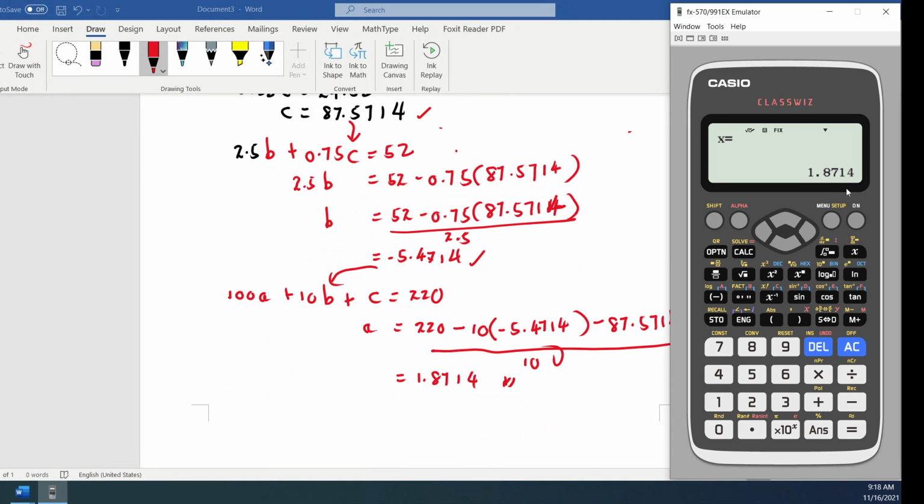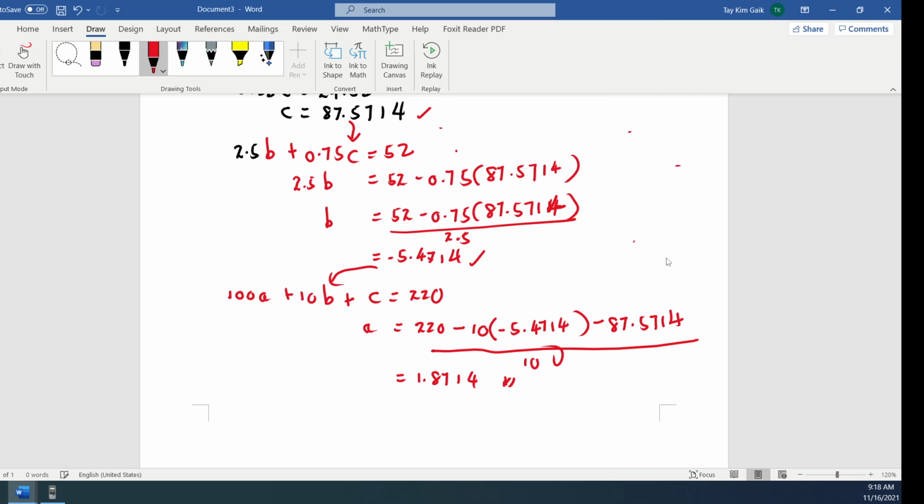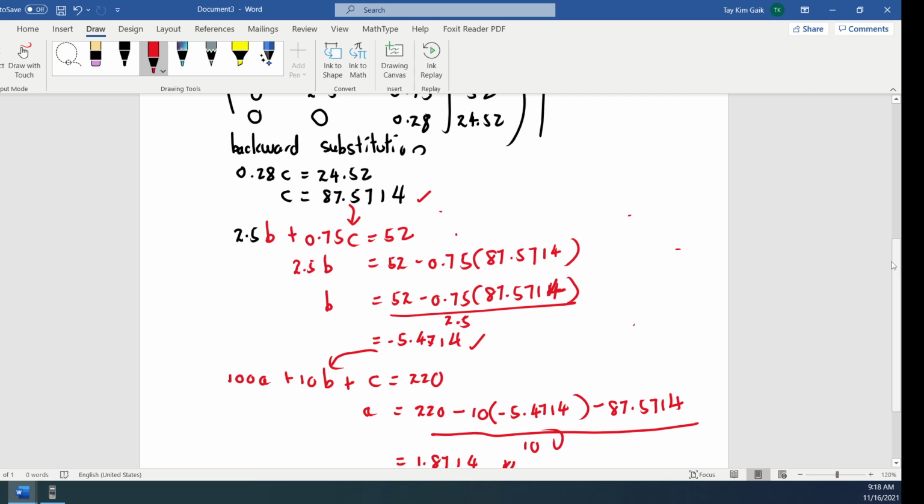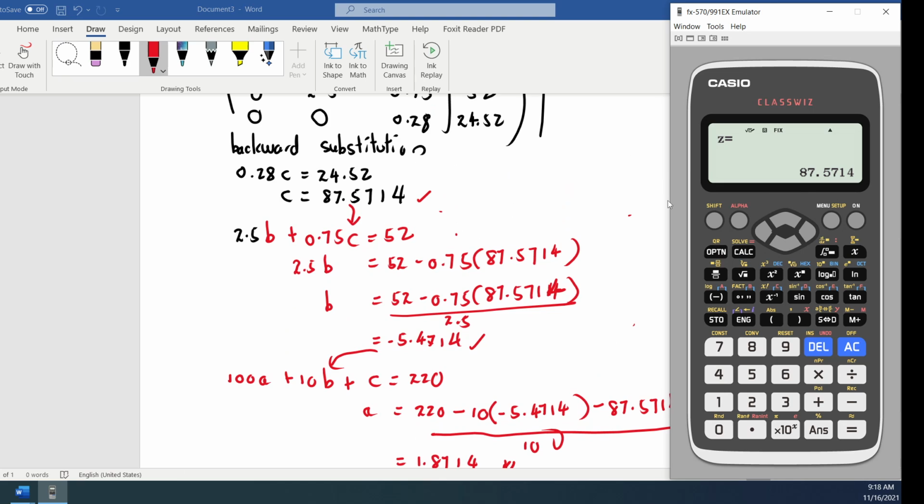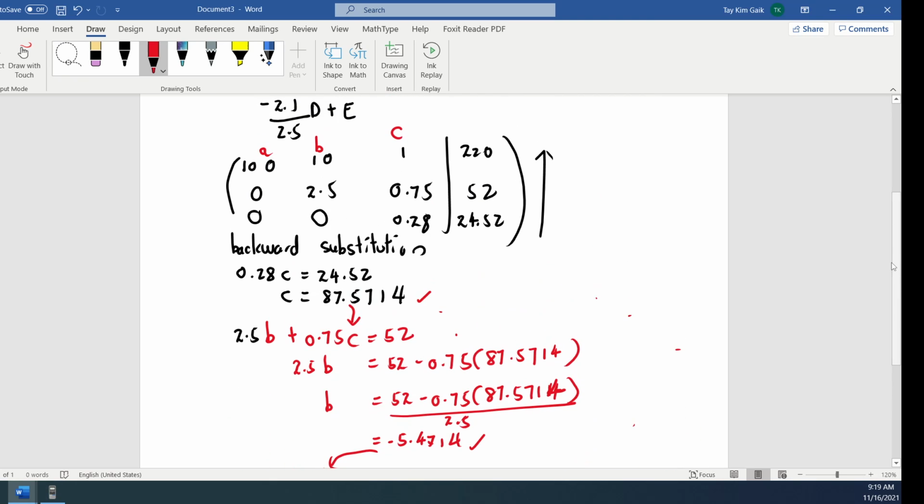So you get X, which is actually A here, Y is B, and Z is actually C. So that's quick. If you didn't show it manually but directly used the calculator, this is acceptable because the calculator can solve up to 4 by 4. That's why skipping the backward substitution by hand is okay. Don't worry, maybe you'll lose a mark.